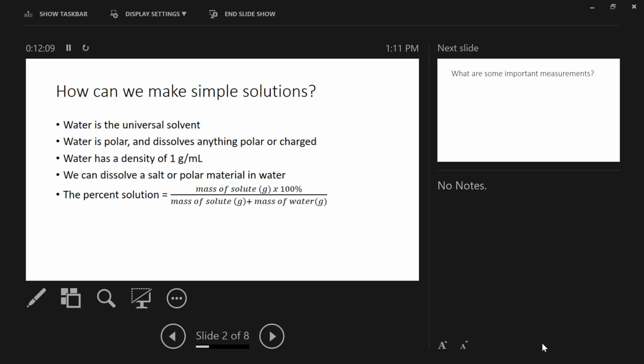If 35% of it is salt, 100 grams times 35%. Another way we can do that is 0.35, right? We agree that that's the same as 35%. Is equal to what? 35 grams. 35 grams of salt.